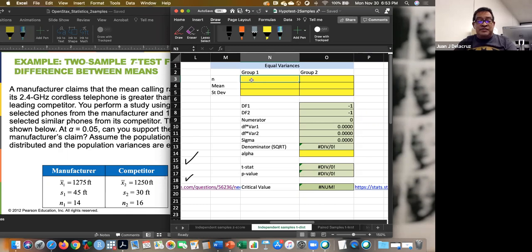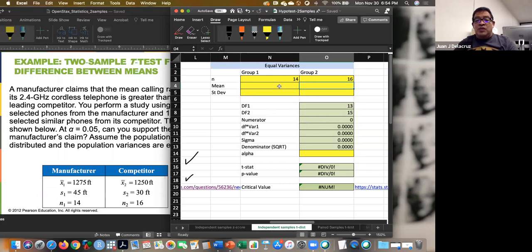So in this case, we need the sample size of the first, which is 14, the sample size of the second, which is 16. So as you can see, we have degrees of freedom for the first, we have degrees of freedom for the second. So these are the two different samples. We need the degrees of freedom because remember, we have to multiply the degrees of freedom from one sample with the variance. So that's the reason we need these values.